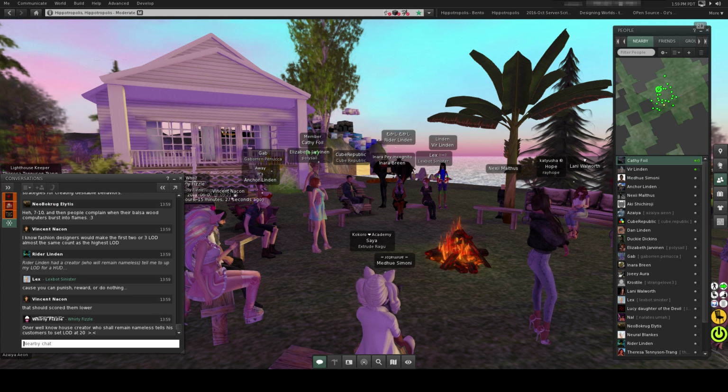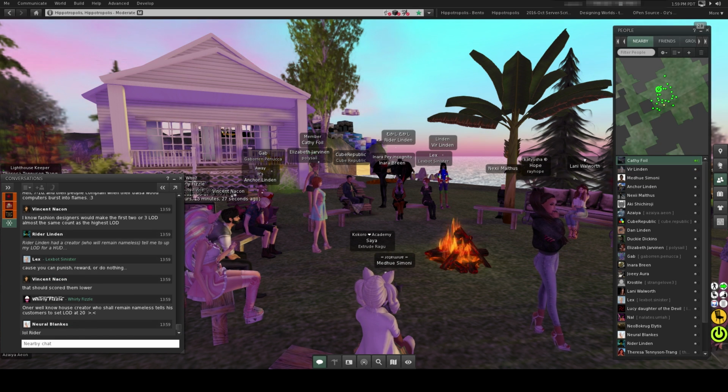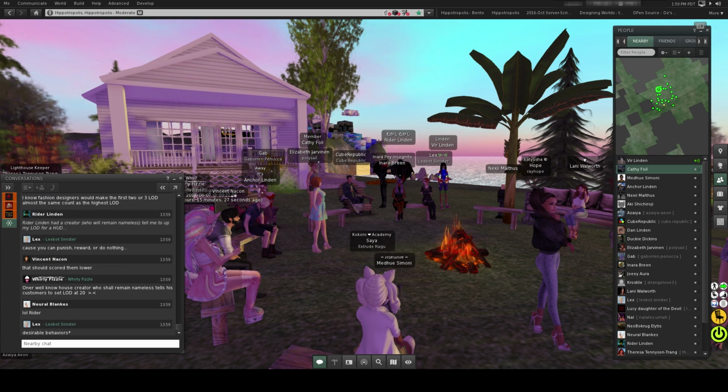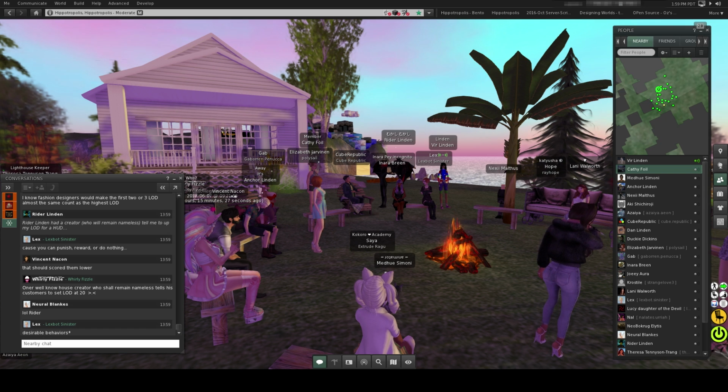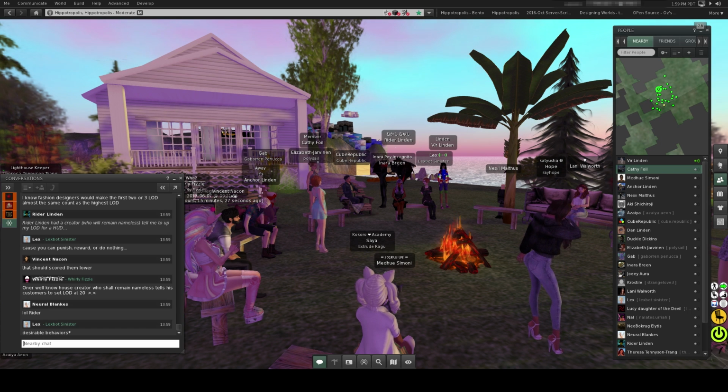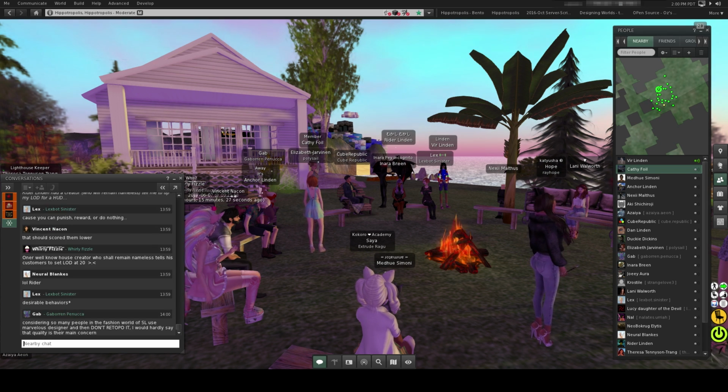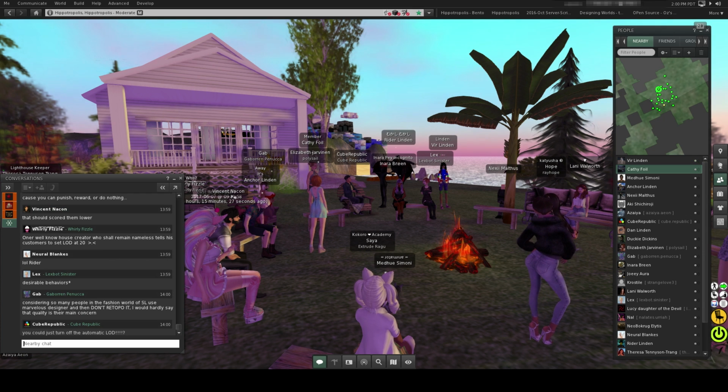Oh, sorry. There was a comment about scoring them lower. I'm curious what the context is there. Are we talking about the score in terms of the avatar rendering cost, or is this some additional thing that gets added in the marketplace automatically or something like that?